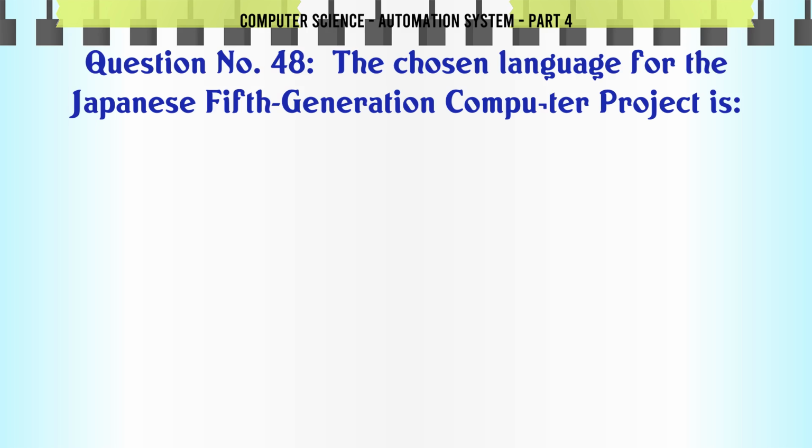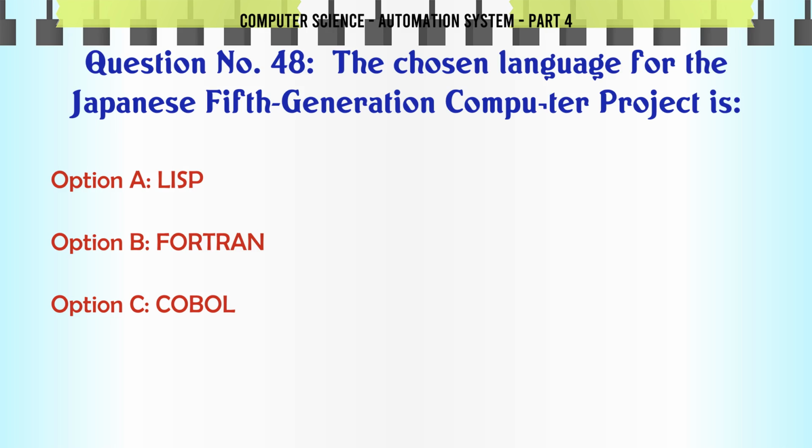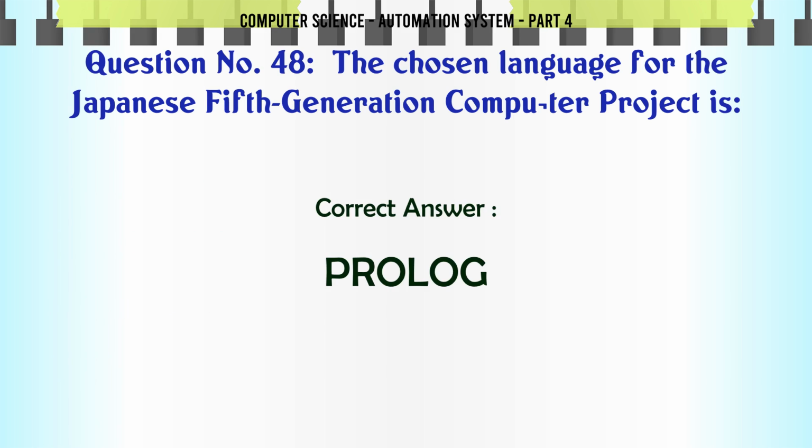The chosen language for the Japanese fifth-generation computer project is A. Lisp. B. Fortran. C. COBOL. D. Prolog. The correct answer is Prolog.